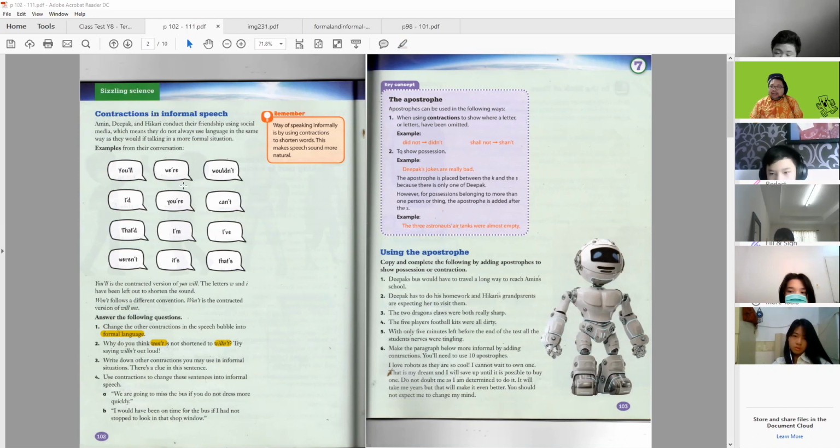Here, the only contraction that doesn't follow the rule is will not. Will not has undergone changes. It evolves. So that's why it doesn't follow the rules. Okay, thank you. Right now, how about the other? Can you mention other contractions, guys?